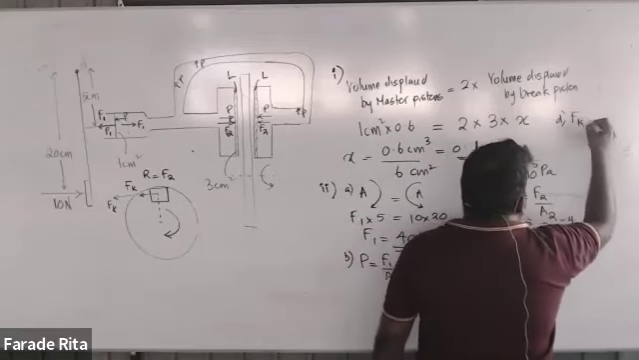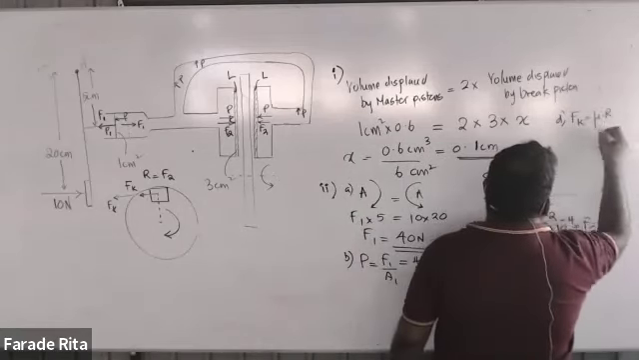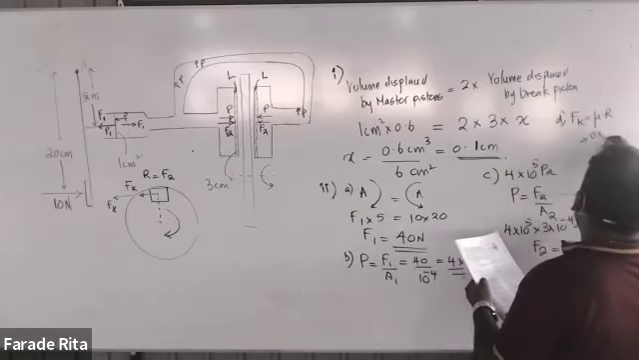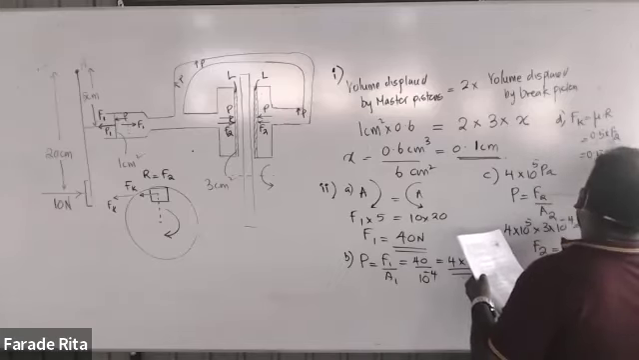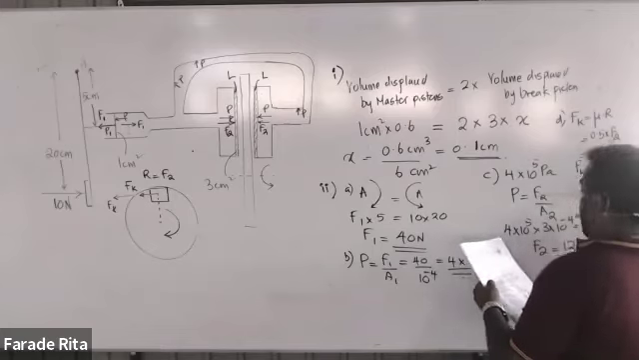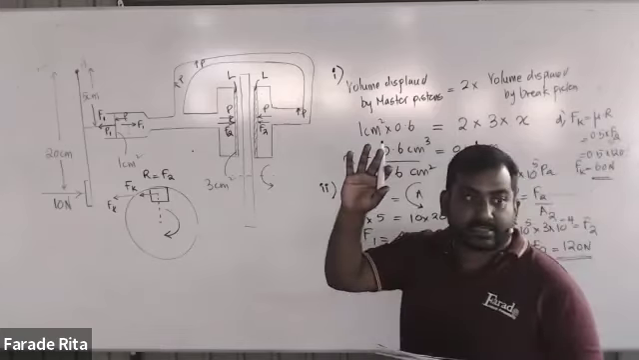Friction force equals mu times normal reaction. Mu is given 0.5. Normal reaction is F2. What's the friction force? 60 Newton. How many of you got this?